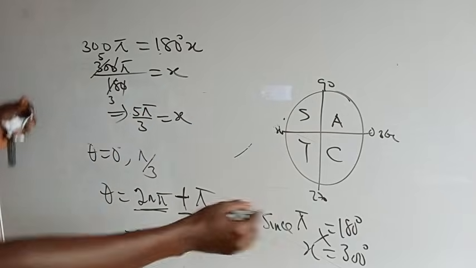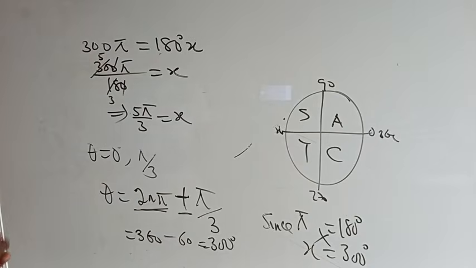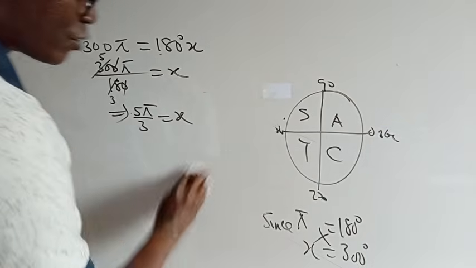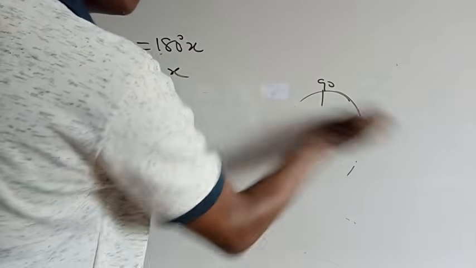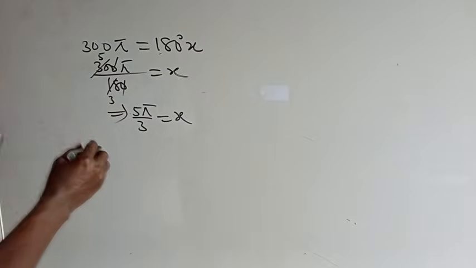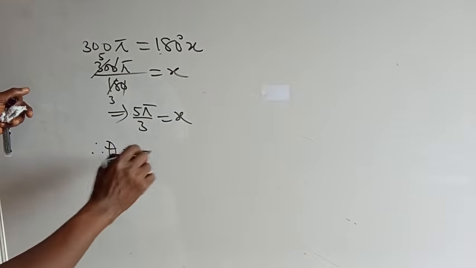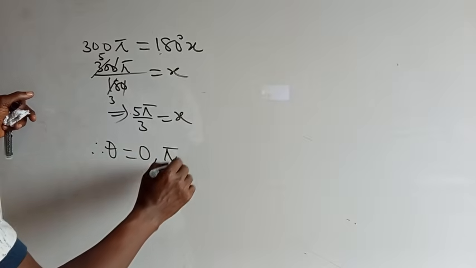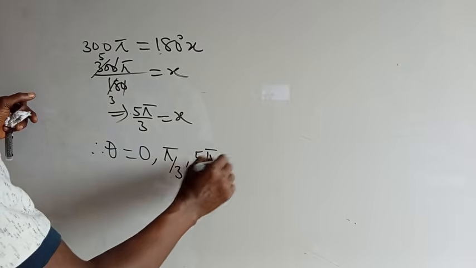So that means that 300 degrees is the same thing as 5 pi over 3. Therefore our theta will be 0, pi over 3, and 5 pi all over 3.